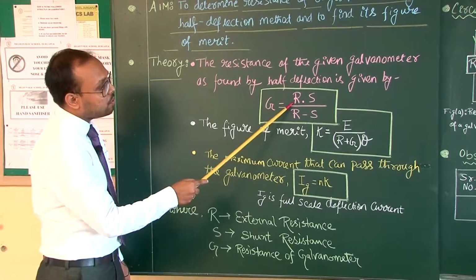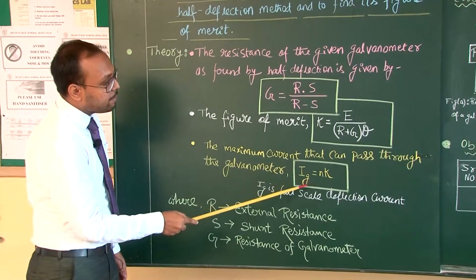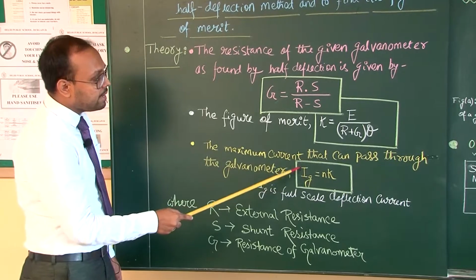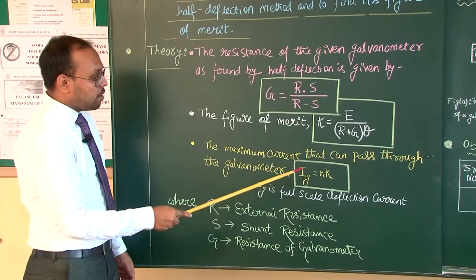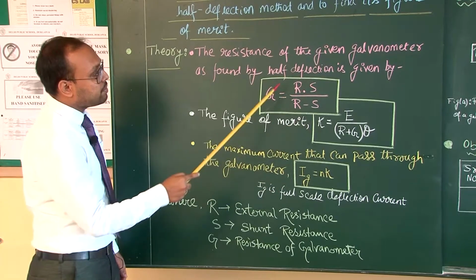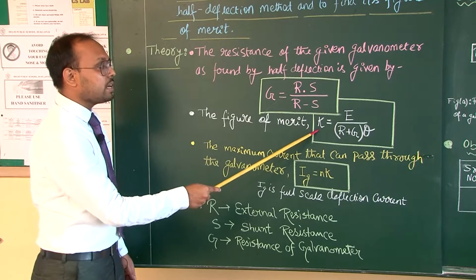Why will we take a high value? So that this deflection can be minimized, this Ig value can be minimized, to save our galvanometer. Now, with the help of this particular arrangement, first we will be calculating capital G, then we will be calculating the figure of merit. This is our complete task.